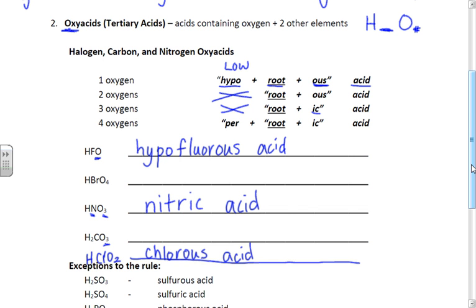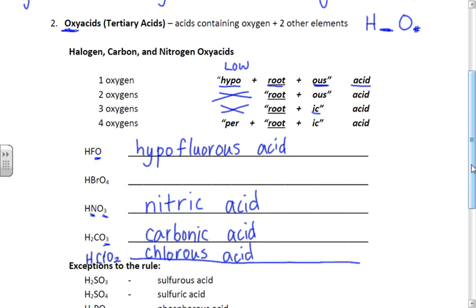We'll do the same thing here, even though it's H2 at the beginning. It doesn't matter. We're still going to start with the root. The root for carbon is carbon. We have our suffix IC, and then the word acid. So that is carbonic acid is how you say that.